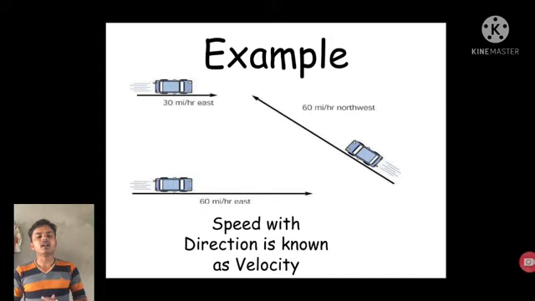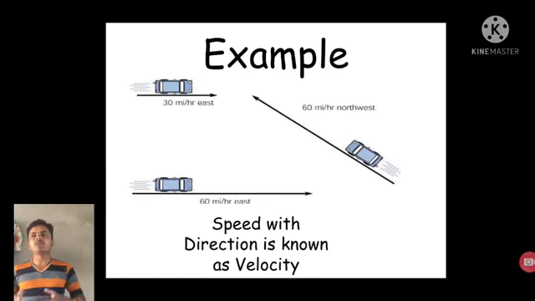Like here, in the example we can see a car moving at 30 km per hour in this direction, and another car moving in this direction at 60 km per hour. Here is another car which moves northwest at 60 km per hour. So speed with direction is known as velocity.